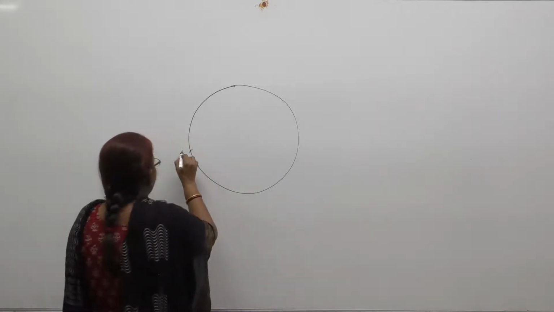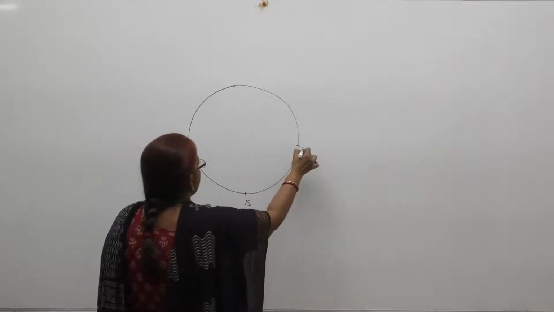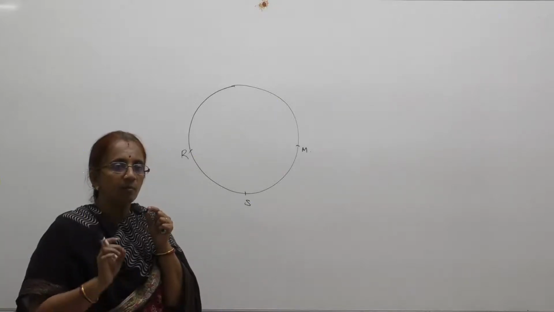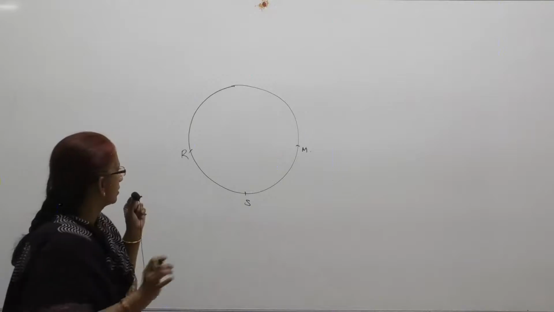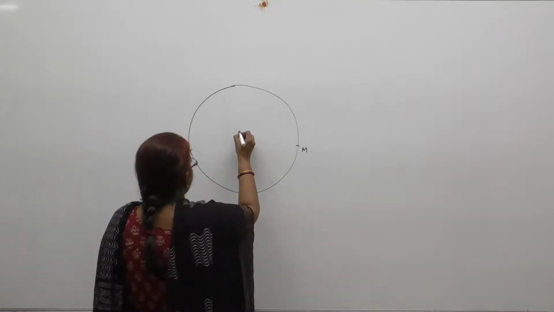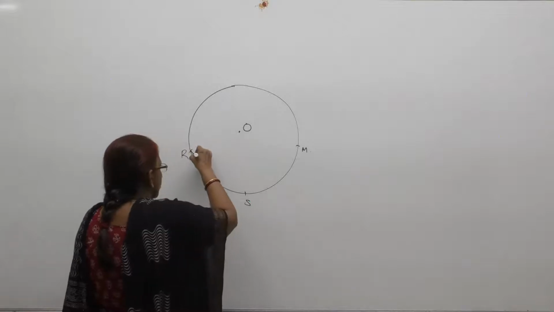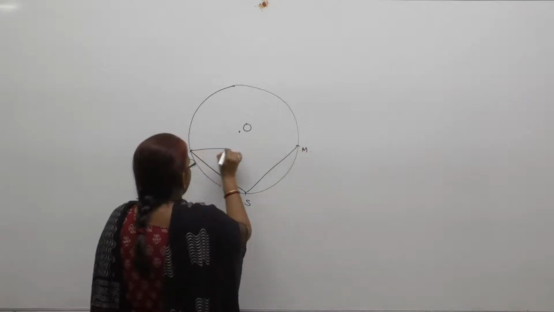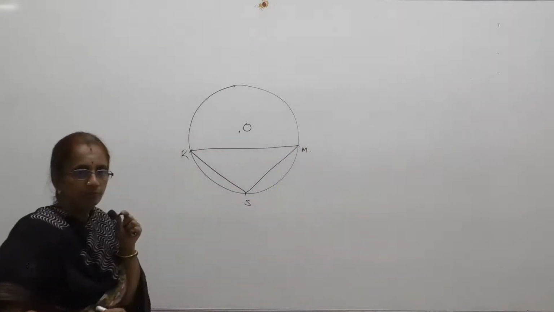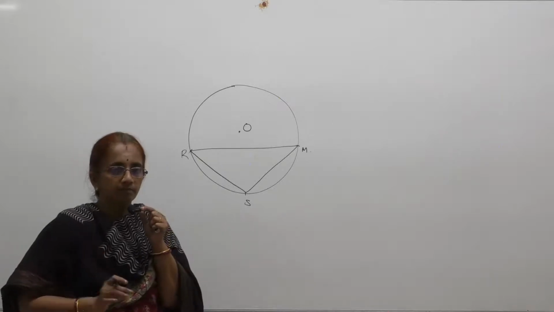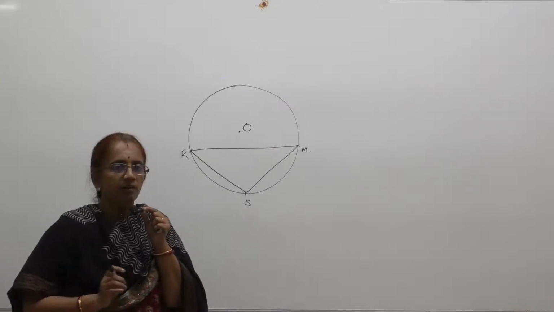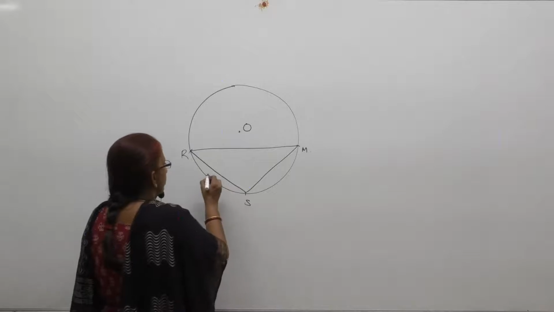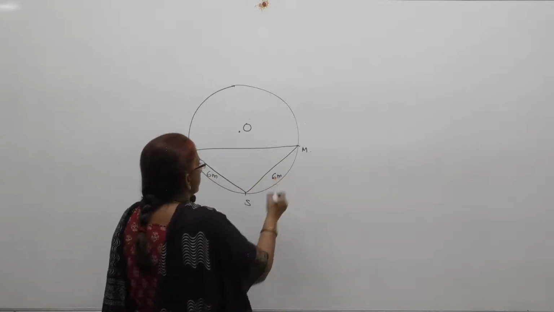So let us locate Reshma, Salma, and Mandeep. They are all standing on the circumference, on the boundary of the circle of radius 5 meters. We will identify the center as O. So Reshma throws a ball to Salma, Salma throws it to Mandeep, and Mandeep throws it to Reshma. It has been given that the distance between Reshma and Salma and between Salma and Mandeep is 6 meters each. So this is 6 meters, this is also 6 meters.